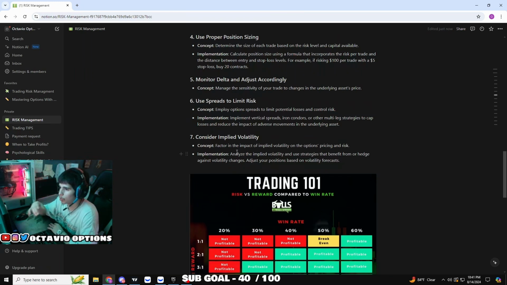Monitor delta and adjust accordingly, guys. Concept: manage the sensitivity of your trade to changes in the underlying asset's price. Use spreads to limit risk, guys. Concept: employ option spreads to limit potential losses and control risk. Implement vertical spreads, iron condors, or multiple leg strategies to cap losses and reduce the impact of movement in the underlying asset. Consider implied volatility, guys.